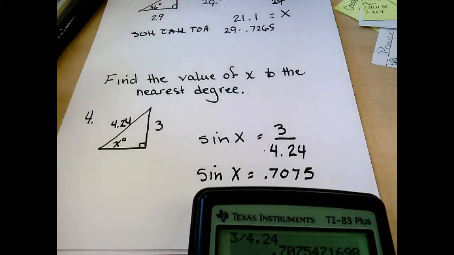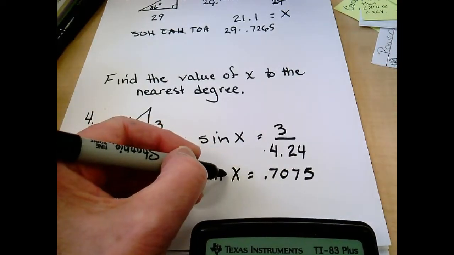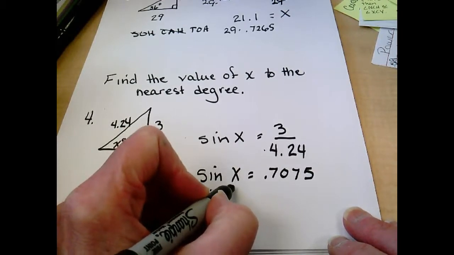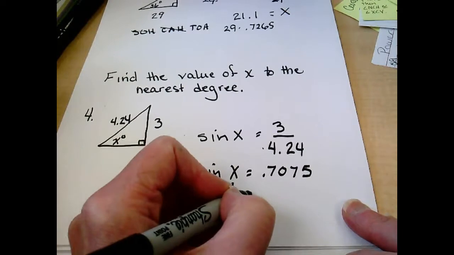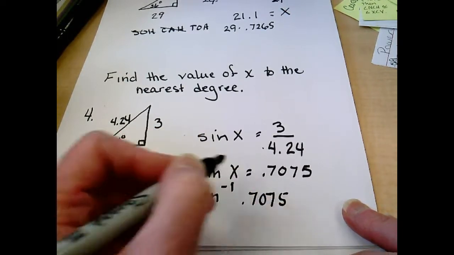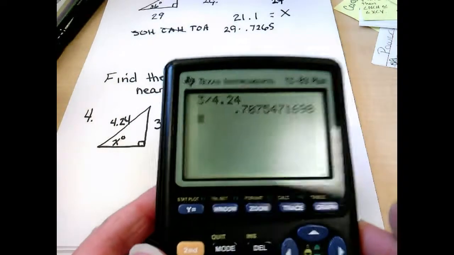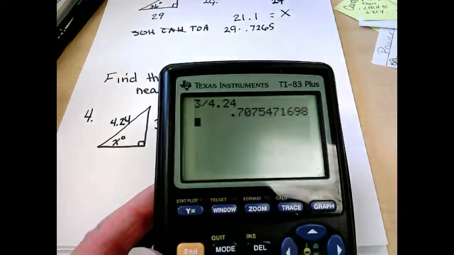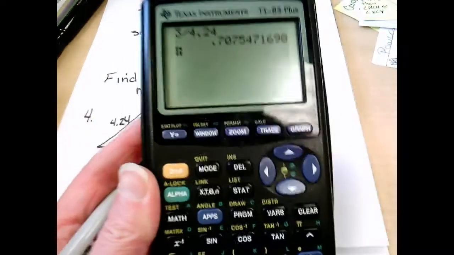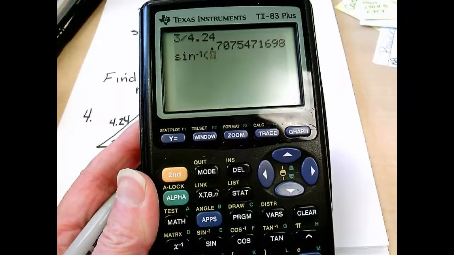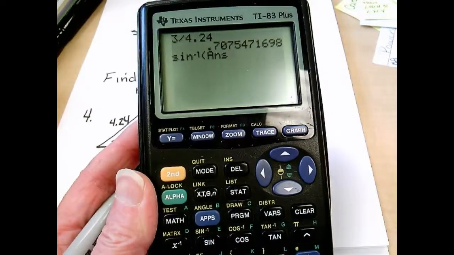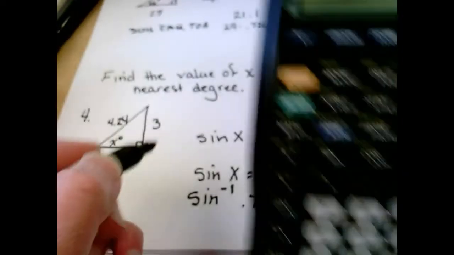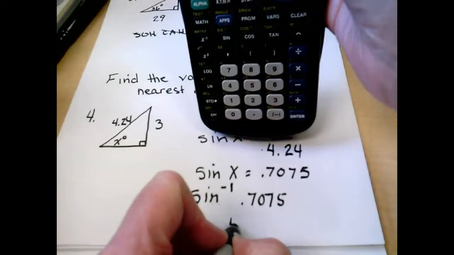So with the graphing calculator, I now have to find my angle measure. So I use sine to the negative 1 of this 0.7075. And that will give me my angle measure. So with the graphing calculator, if you've already figured out your ratio and have its number, I can go second sine, second answer, and I'll put that 0.707 in there, and I get 45 degrees because I'm rounding to the nearest whole degree.